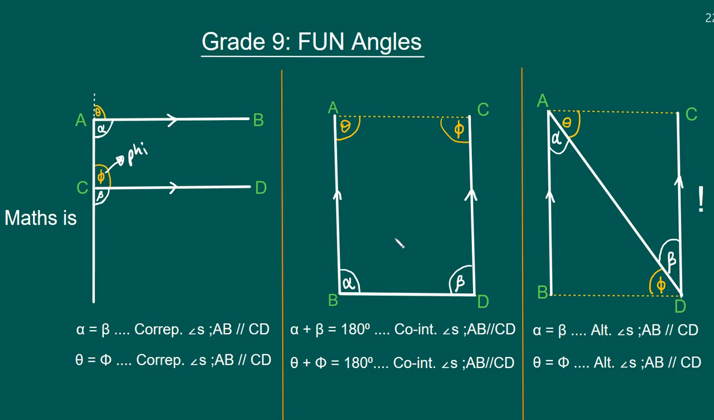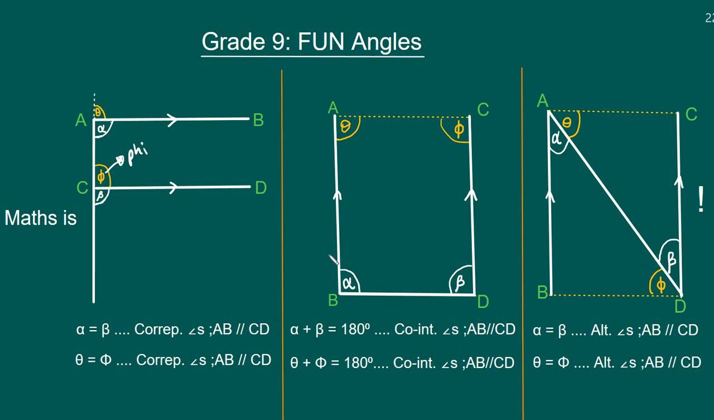Next, we have co-interior angles. Fun, the U part, right? Now, I was using those symbols so that it is very clear that when you move from corresponding angles to co-interior angles, instead of saying that the angles are equal, we say that when you add them, you get 180 degrees. The angles are supplementary. So here is alpha, and here is beta. When you add them, you're going to get what? 180 degrees. But that happens only if AB is parallel to CD.